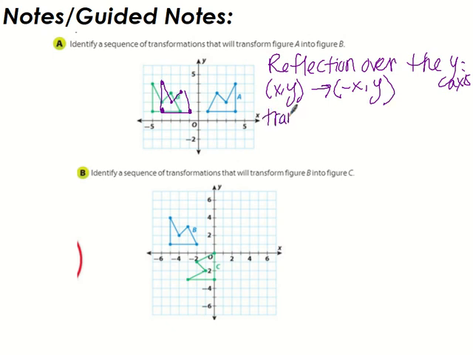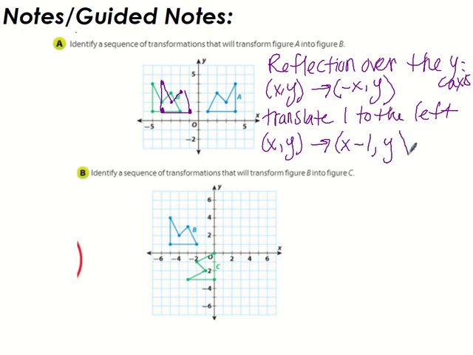So I'm going to translate 1 to the left. I can then say (x, y), and since I'm moving to the left, it's going to be x minus 1, and I'm going to leave the y's alone. If I slide all these over, 1 over, 1 over, 1, 1, 1, all to the left, it worked. So that's what they mean by a sequence: two or more things done. Very specific. That's what they mean by rigid. You have to follow these rules to get to the other.